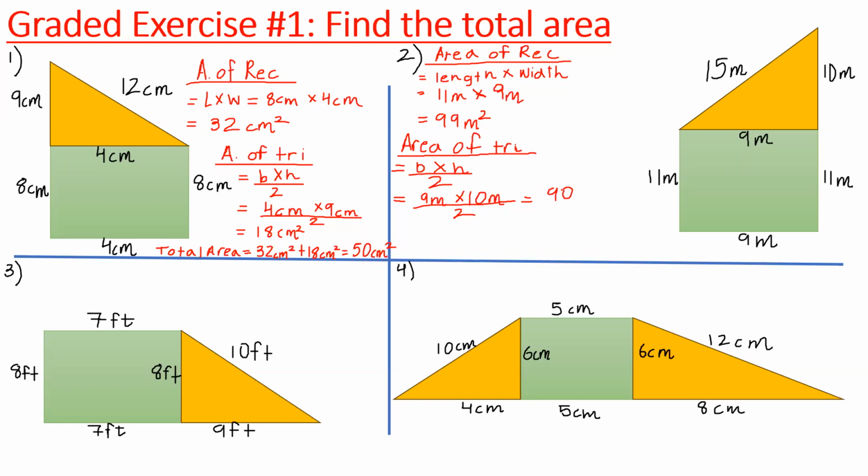Once you finish with your work, take a picture of it and send it to me via WhatsApp. And if you know the final answer for number 2, put your answer inside the chat for me, please. 90 divided by 2 is what? 45. 45 meters squared. Good.